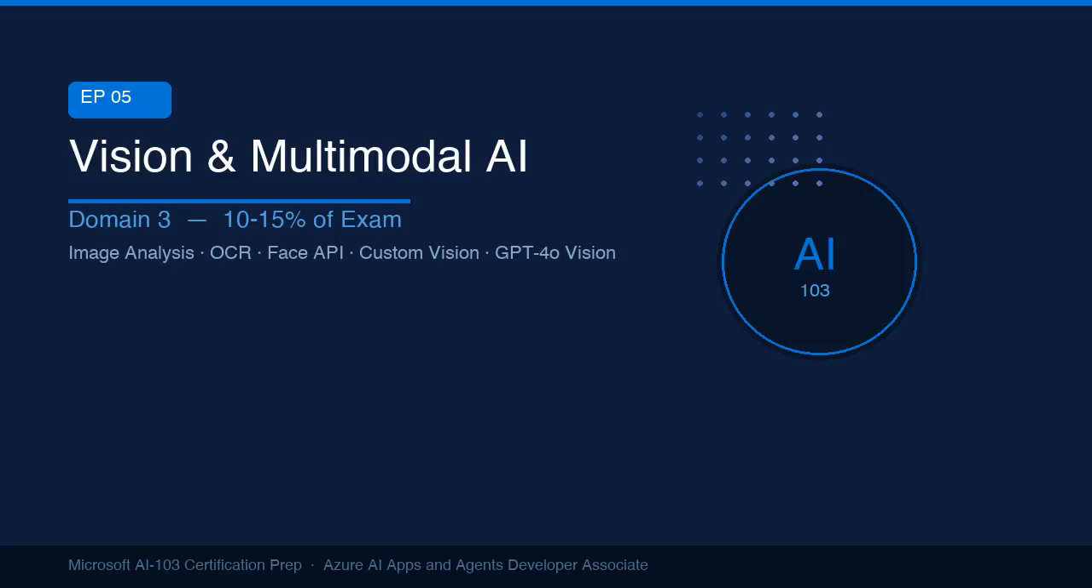In this episode, we cover the complete Azure AI Vision service, including Image Analysis 4.0, the Read API for OCR, Face API for facial recognition, Custom Vision for training your own models, Video Indexer for video content, and how GPT-4o's multimodal capabilities change what is possible with vision tasks. Let us start with the foundational service.